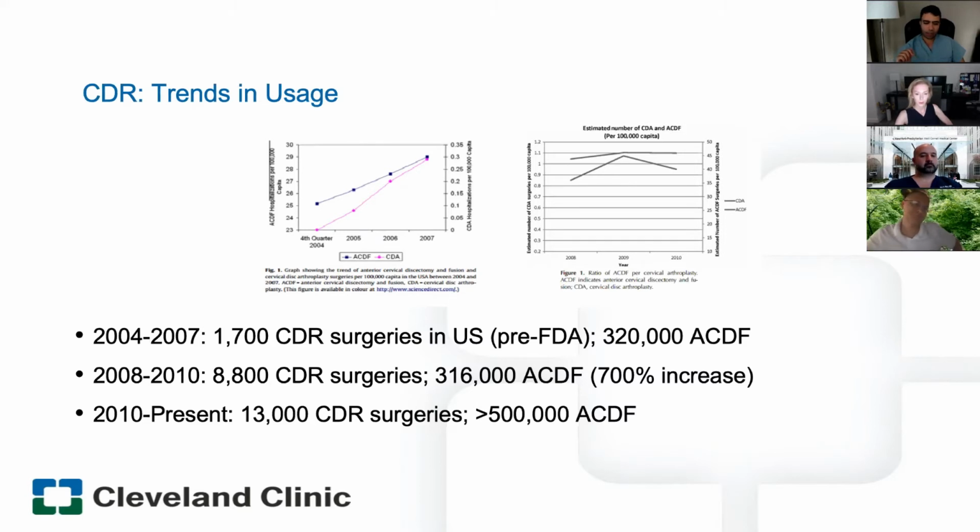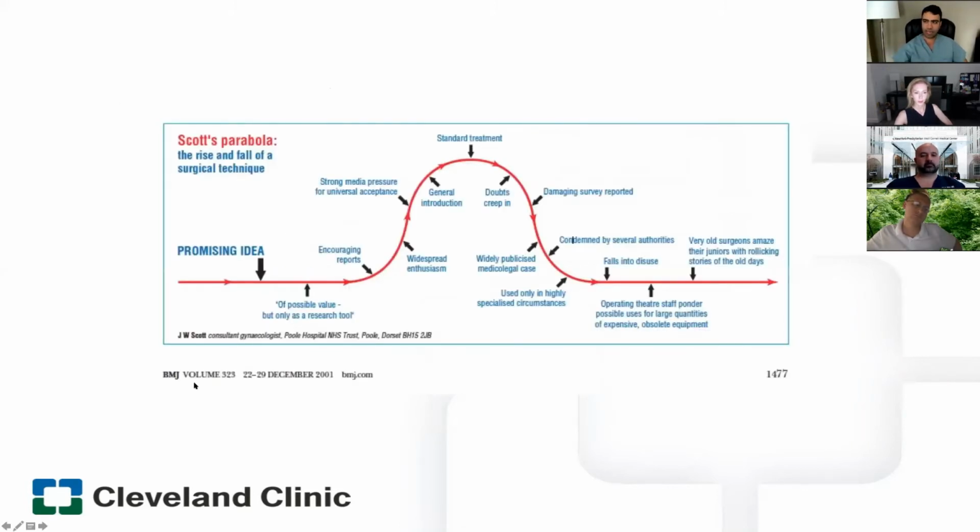Now, to date, it's about 13,000 since 2010. There's been a decline, and the decline has been kind of continuing in that direction, okay? And there are some reasons for that, all right? So I don't know if this is a very popular image. It's Scott's parabola, and this almost fits any new device that comes around, and it really makes sense with arthroplasty as well. So you have an idea that looks promising, right? You have encouraging reports, right? The first kind of studies that came out.